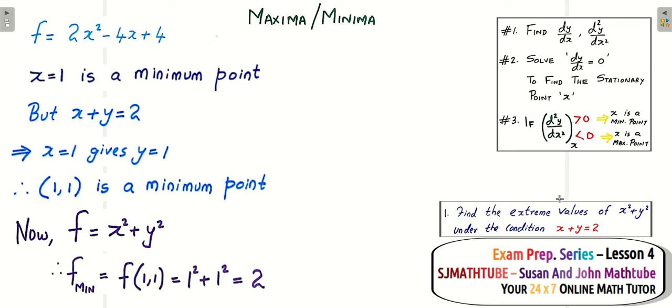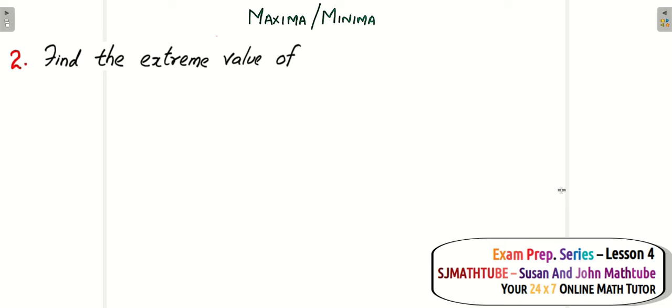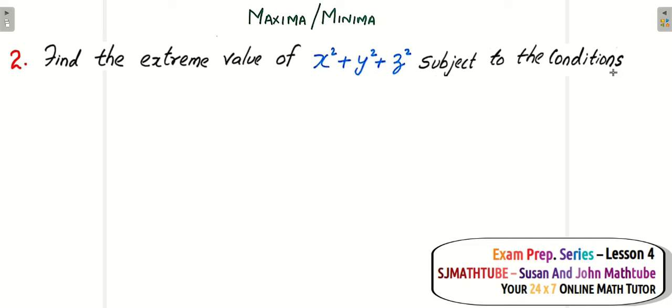Okay, now let's go for one more question. And please note it is very important. So find the extreme value. Extreme means it can be maximum or minimum. So we have a function in 3 variables and subject to the conditions. So they are going to give us more than one condition. There it goes, the conditions.